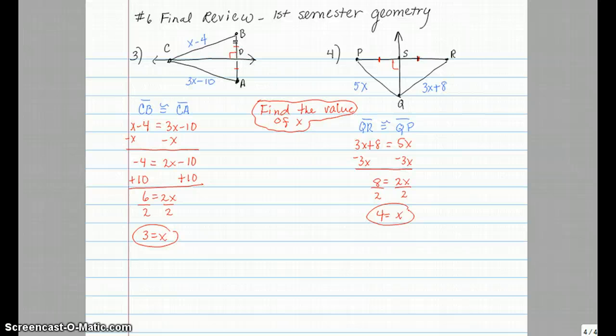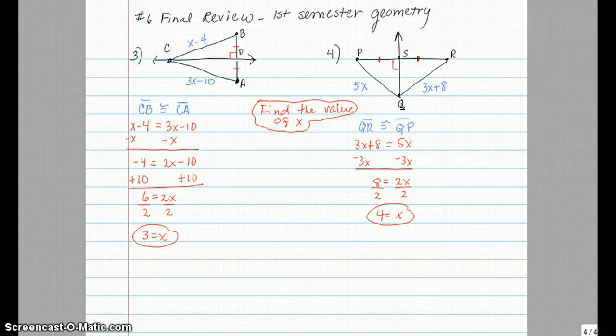Okay, so on this one, we've got 5x is PQ, and we've got 3x plus 8 is QR. They are congruent, so 3x plus 8 is QR, and 5x is QP. We collect the variables on one side, so we subtract 3x from both sides. 8 equals 2x. And then we divide both sides by 2 using the division property of equality. 2x divided by 2 is x, and 8 divided by 2 is 4. We'll check this, plug it in. 3 times 4 is 12, plus 8 is 20. 5 times 4, substituting in the 4 value for x, is 20. So that comes out correctly.